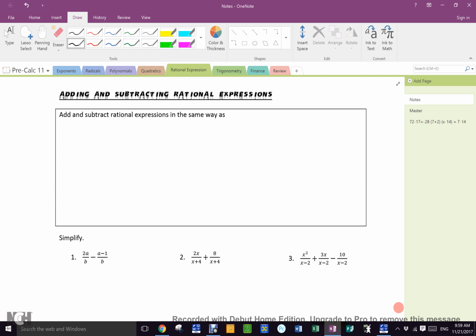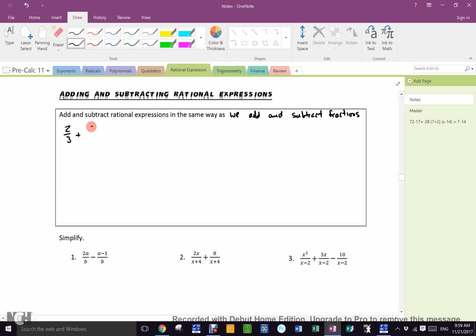What would you have to do to add 2 fractions? What do you have to ensure? Common denominator. So, add and subtract rational fractions in the same way as we add and subtract fractions. Now, here's the thing. You guys have done this so much that you work it in your heads. You don't believe you do, but you do. We're going to start with something real simple.